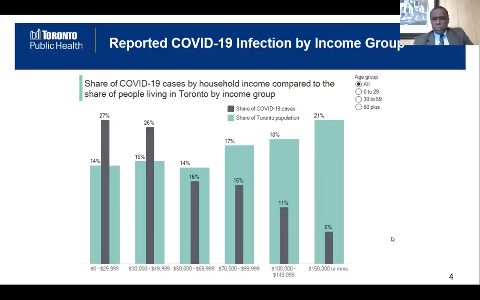I want to share with you the next two slides, which I think bring out a number of points of real importance to community health centers. These data were generated by the City of Toronto, and basically show the share of COVID-19 cases by household income compared to the share of people living in Toronto by that particular income group. Blue represents your share of the population, and gray represents your share of COVID. At the extreme end are individuals making 150,000 or more, and they make up 21% of the population, but only 6% of COVID cases.